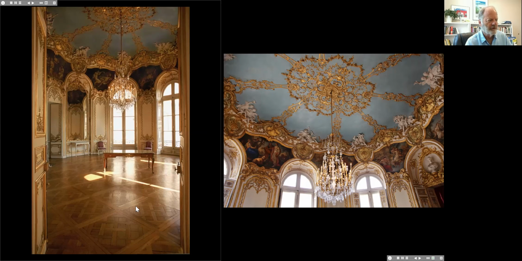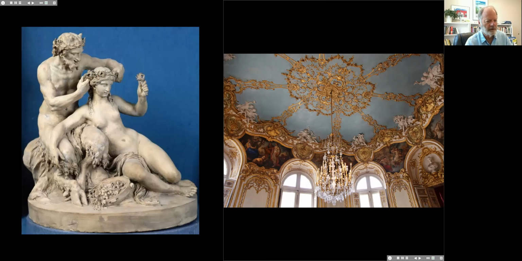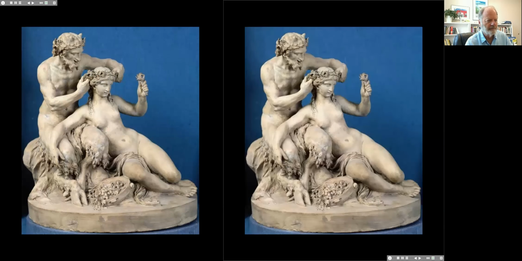We have to imagine the furniture as well that was added to the effect of lightness, of elegance, of gaiety. That furniture is primarily gone now, but it would have looked like this. We're looking here at sculpted decoration. This is the work by Clodion, and you've got one in your textbook. I can show you that at the same time.